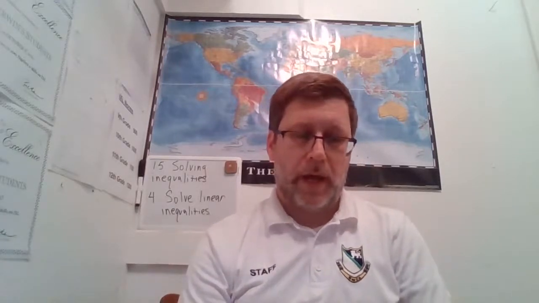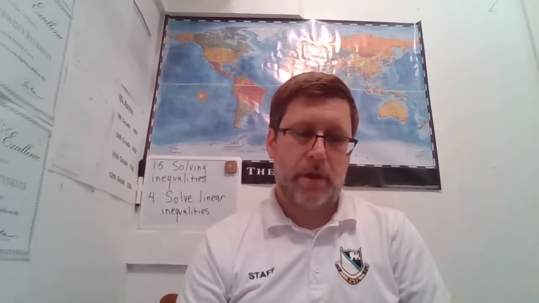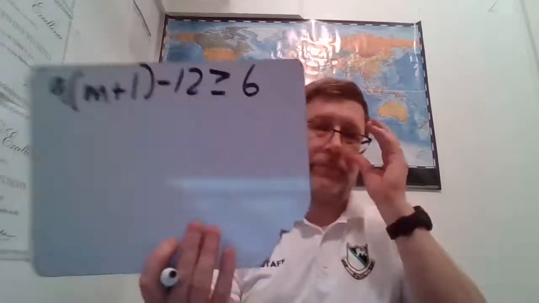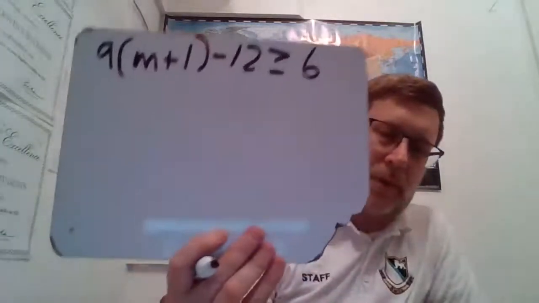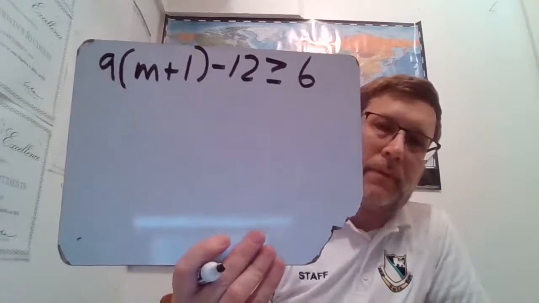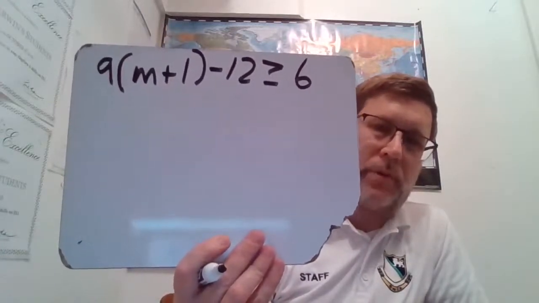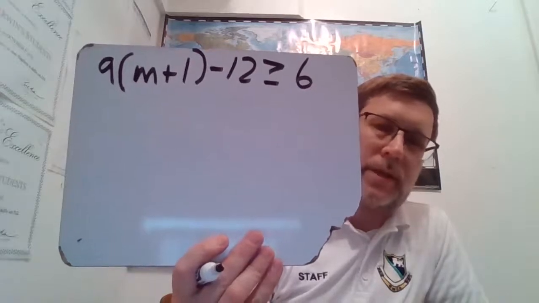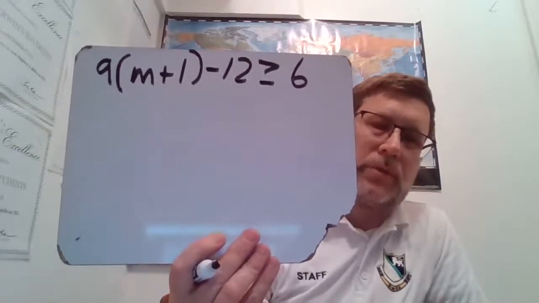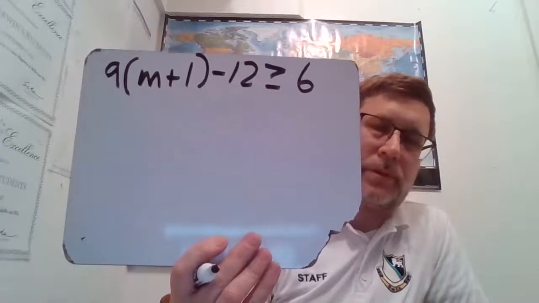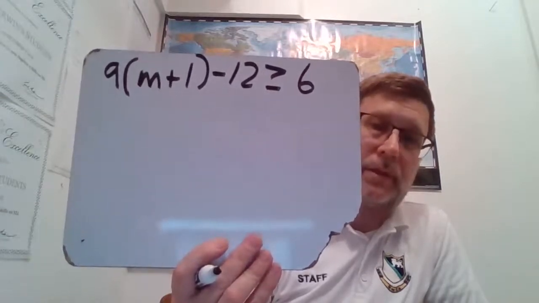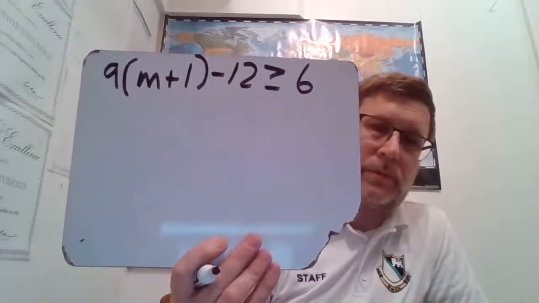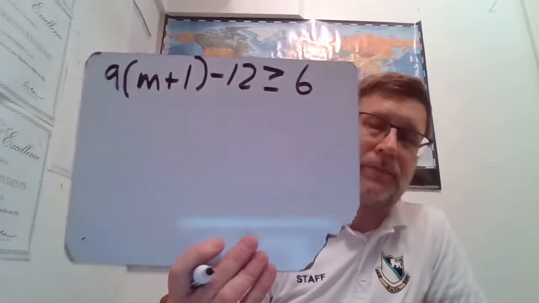Here we go. 9 times the quantity M plus 1, minus 12, is greater than or equal to 6. Okay, that's what we're doing.